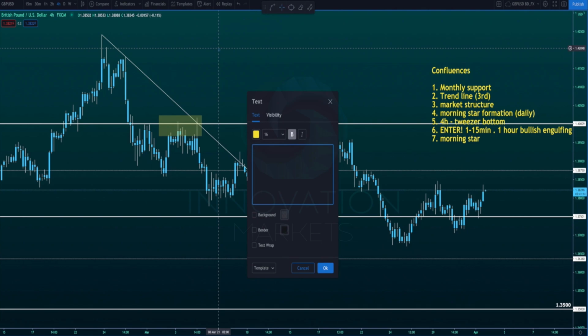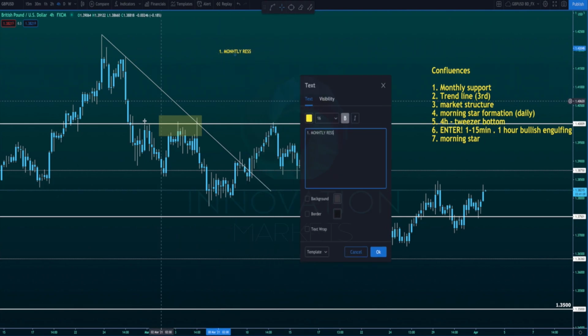Here, confluences: 1, monthly resistance. So what you can see here is price has broken below here. Price is hitting monthly resistance, so you've got a monthly resistance there. 2, you've seen that big wick, a shooting star. So you can see a shooting star here. What else have we seen here now, which is one of the main confluences we want to be looking out for? Trend line. The third touch of that trend line.